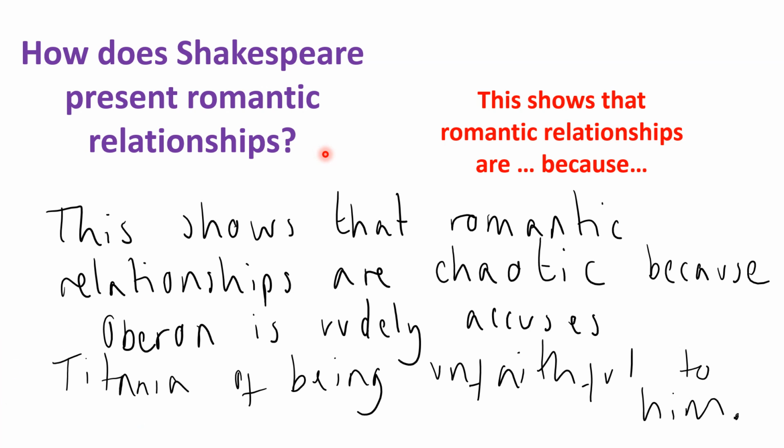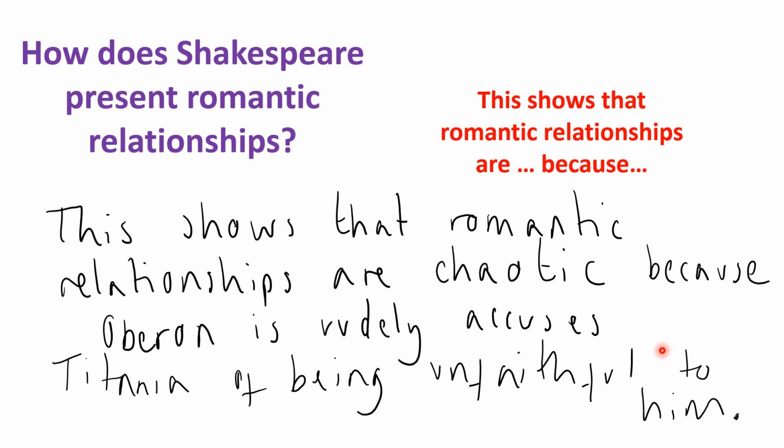So now my paragraph reads, at the beginning of the play, Shakespeare presents romantic relationships as chaotic. When Oberon and Titania are arguing, Oberon asks Titania, "How canst thou this for shame, knowing I know thy love for Theseus?" This shows that romantic relationships are chaotic because Oberon is rudely accusing Titania of being unfaithful to him. That is my paragraph complete.